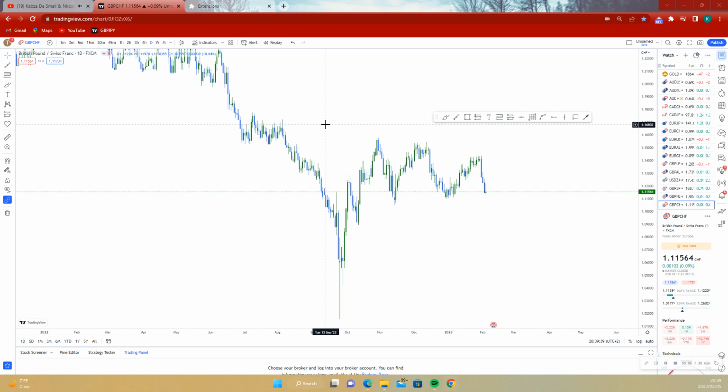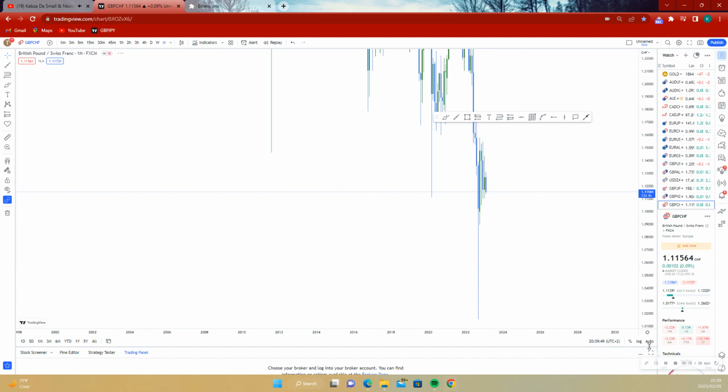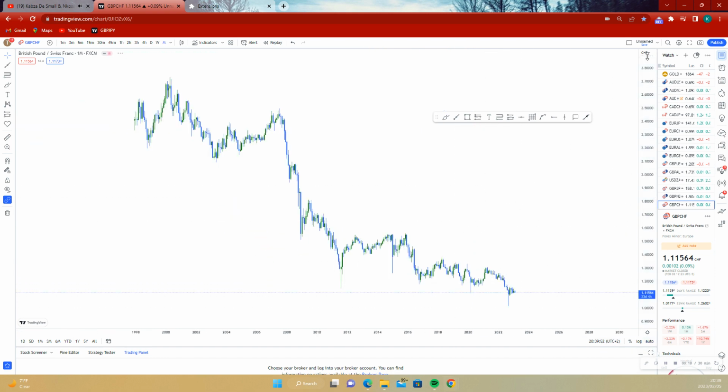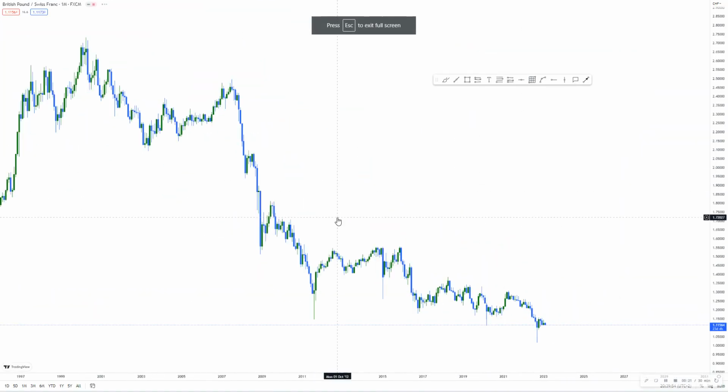Afternoon. So this is a Sunday market breakdown. We're going to be looking at the dollar CHF from a monthly time frame. Starting from the monthly, what are we noticing?